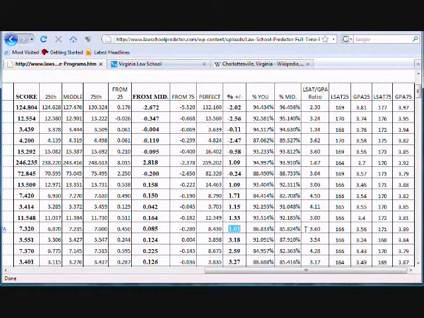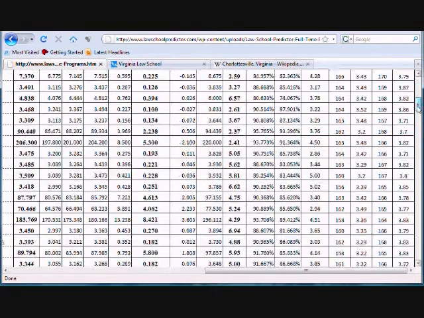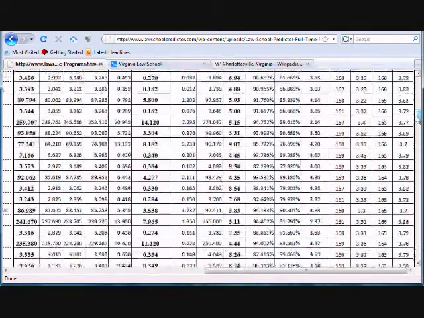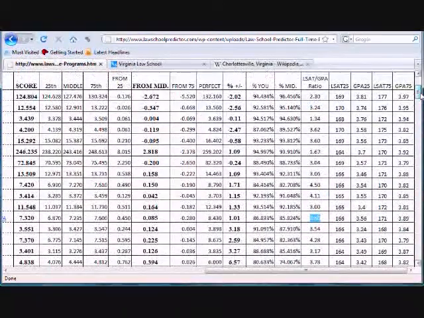Towards the far right of the page, you can find how much each school weights an applicant's LSAT in their formula relative to an applicant's GPA. As you can see, many schools weight the LSAT 3 to 5 times as much as GPA. Finally, to the right of the LSAT GPA ratio are the 25th and 75th percentiles for LSAT and GPA for matriculated students at each school.